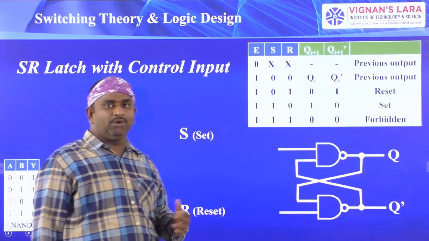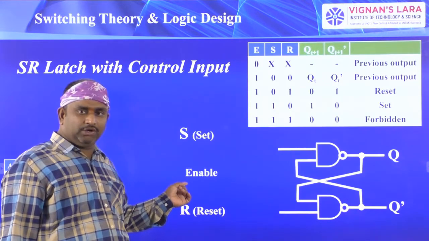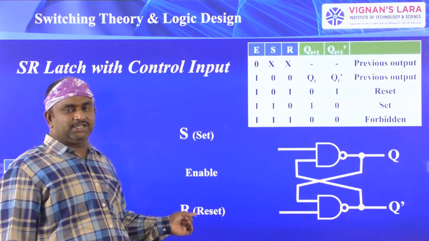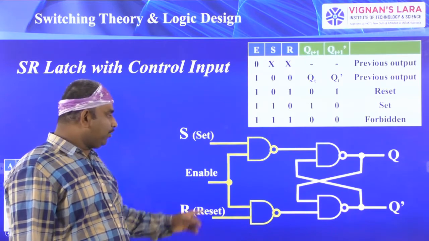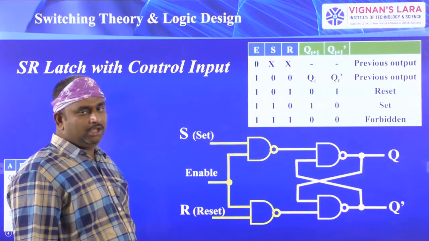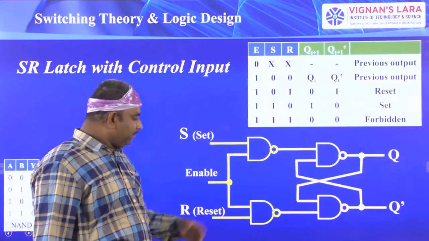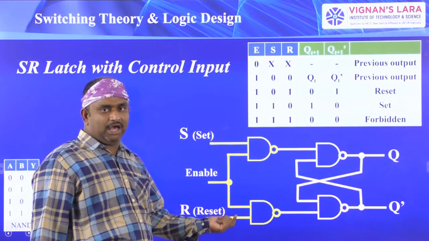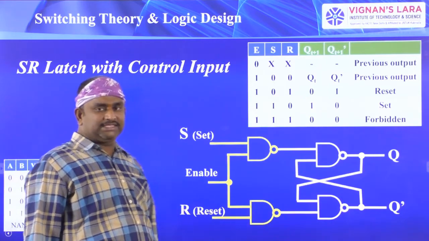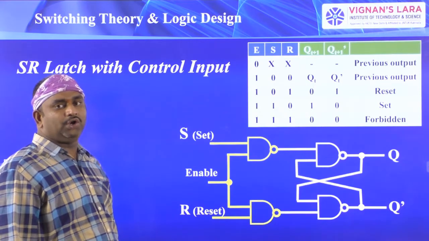But here I have taken some more circuitry, with the enable signal. This is the new enable signal I have written at the input side along with the S and R, set and reset inputs. Now see here, I have taken two more NAND gates, totally 4 NAND gates in this SR latch with control input. The yellow highlighted NAND gates are the new components for our SR latch. So this yellow circuit is called the controlling circuit or control circuit.